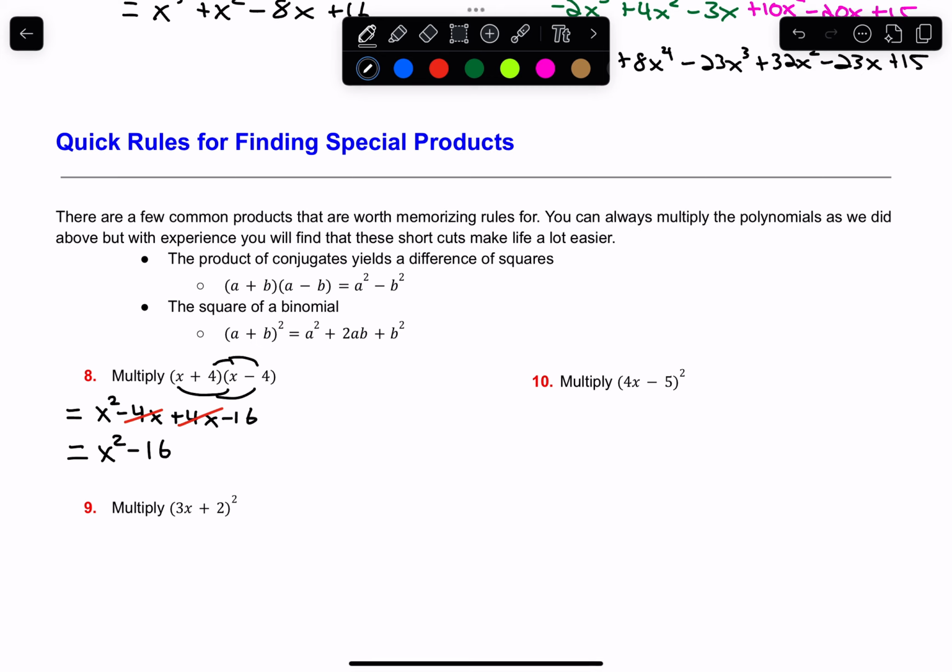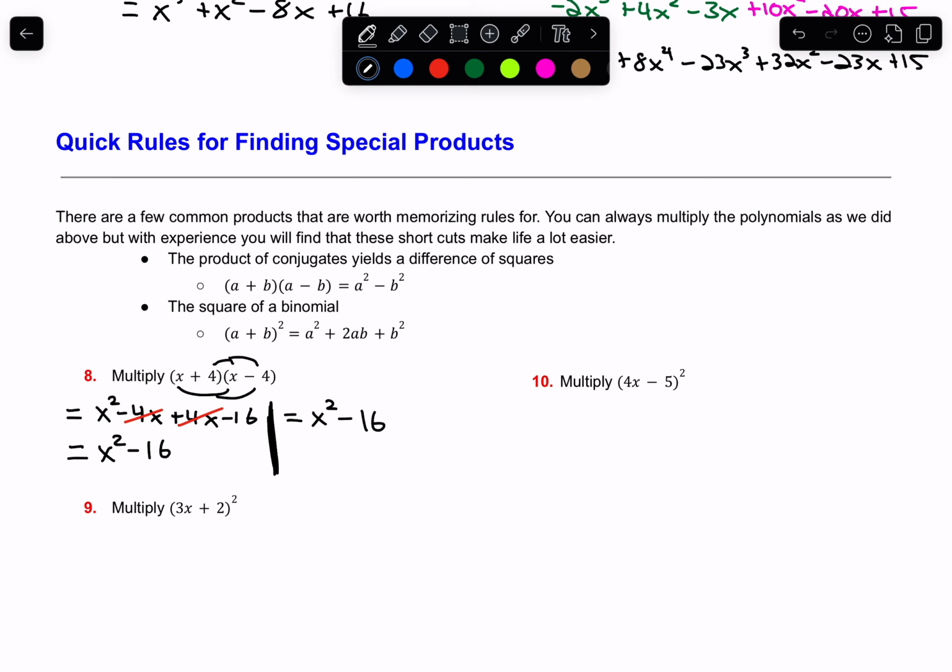So instead of doing that, there's nothing wrong with multiplying it out that way, but instead I could have gone straight to, the first thing is x, so I write x squared. The second thing is 4, so I write minus 4 squared, which is 16. So it really only saves me one step, but you'd be surprised how often that comes up. And over time, it ends up saving you quite a bit of steps when you have to do these a lot. All right, number 9. This time, we're not going to multiply it out the long way because we already did that in number 5.